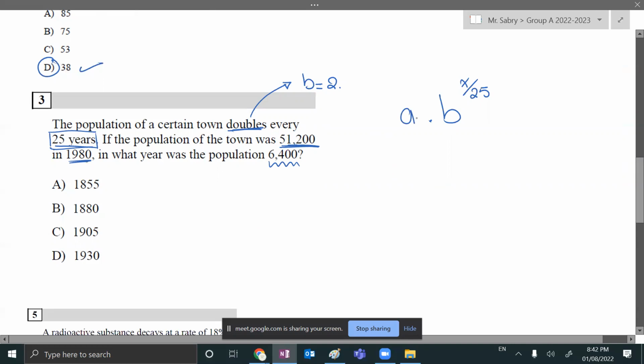Now, this is supposed to be the form of any exponential function, and that should give me the amount left after whatever number of years. Here they say they double. So they started with a very small amount, and then by the year 1980, they reached the number 51,200. They want to know, if we go backwards, when was the population 6,400?